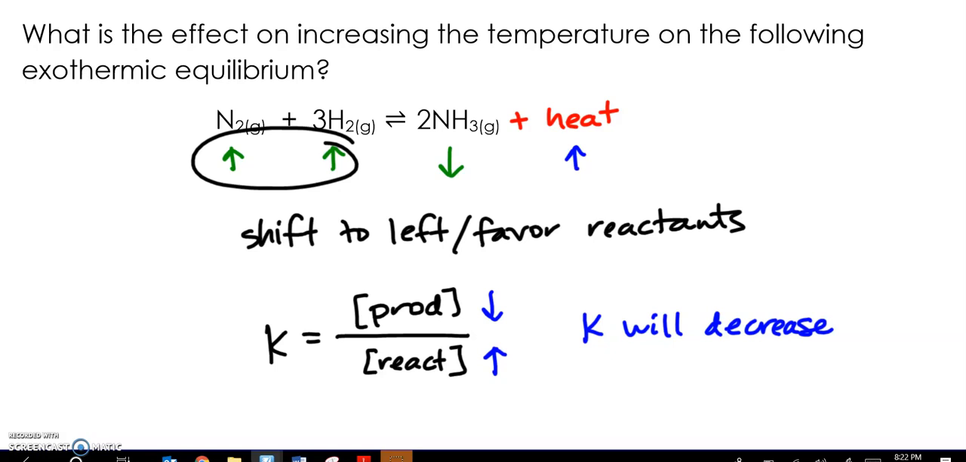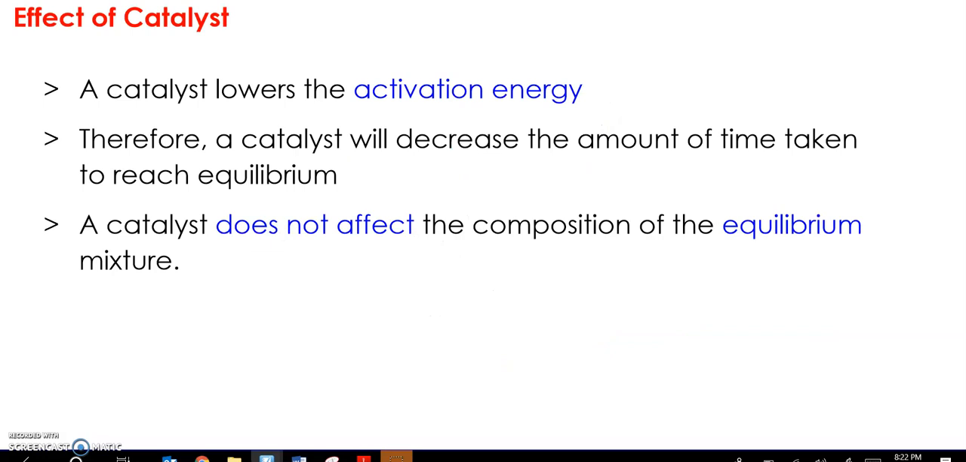All right, the last stress is adding a catalyst, and you know by now that this lowers your activation energy. So it decreases the amount of time taken to reach equilibrium, but it does not affect the composition of the equilibrium mixture because this increases the rate in both directions at the same time. So this does not actually change. It's not a stress that is going to change for us to get back to equilibrium. So that is Le Chatelier's principle, the stresses and how these reactions get back to equilibrium.